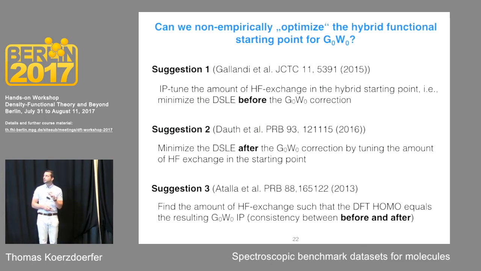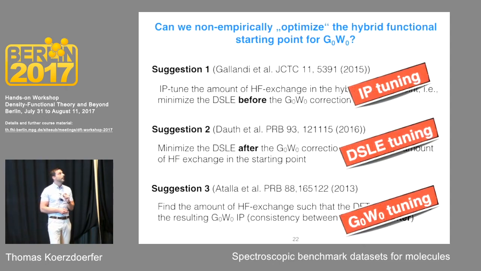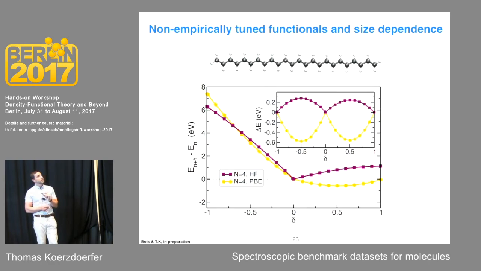So why do we want to compare these three different results? Because there's an interesting aspect about this non-empirical tuning of Hartree-Fock exchange. And this happens when you look at systems of varying size. So this is IP tuning, DSLE tuning, and GW tuning. So let's look at polyenes. We can calculate the localization delocalization error. Here is again the deviation from the straight line, and here are the full energy curves. This is for an oligomer with 4 double bonds.